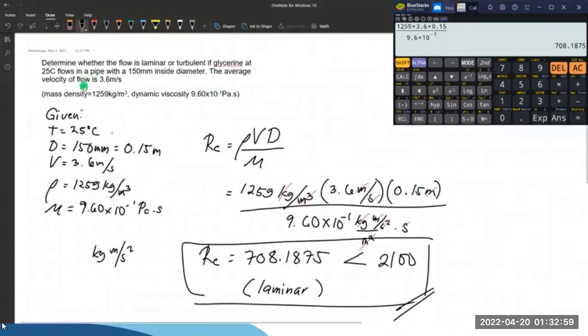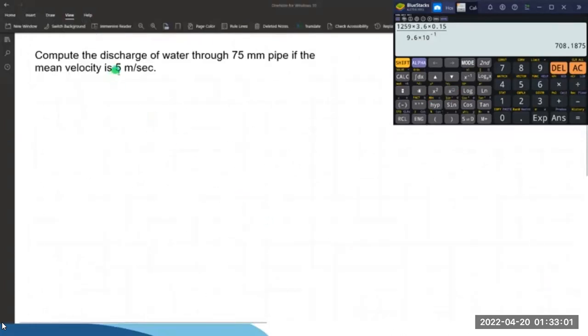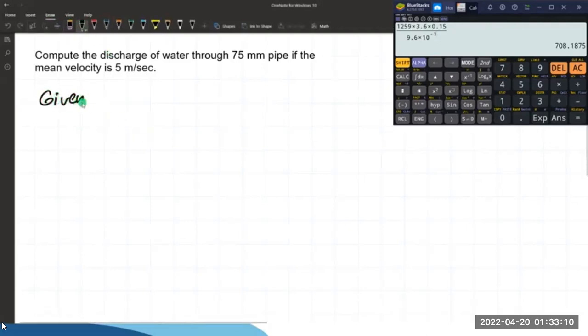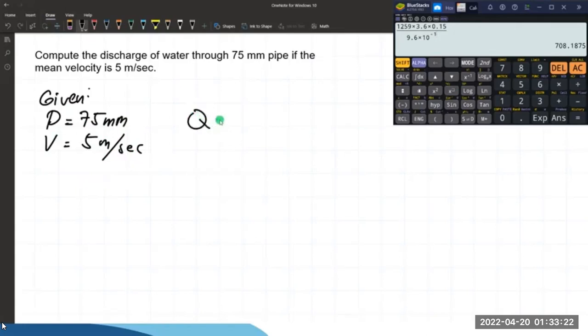Example number 2. Compute the discharge of water through a 75 mm pipe if the mean velocity is 5 meter per second. So given is the diameter of pipe, which is 75 mm. Mean velocity is 5 meter per second. So flow rate Q is equals to area times velocity.